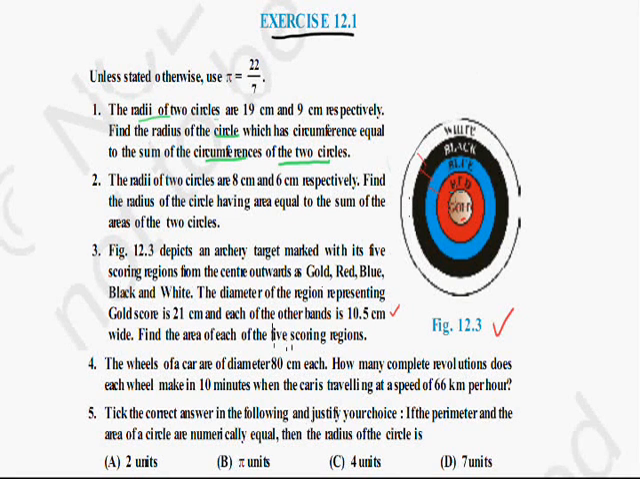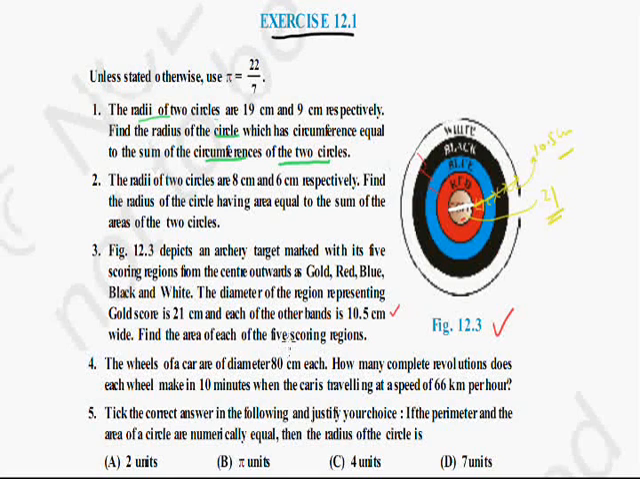Given is the diameter of the golden region is 21 centimeter. This is golden, right? 21 centimeter, and each other band is 10.5 centimeter wide. Now this distance is 10.5 centimeter, then this distance is 10.5, then this distance is 10.5. Each distance here is 10.5 centimeter.